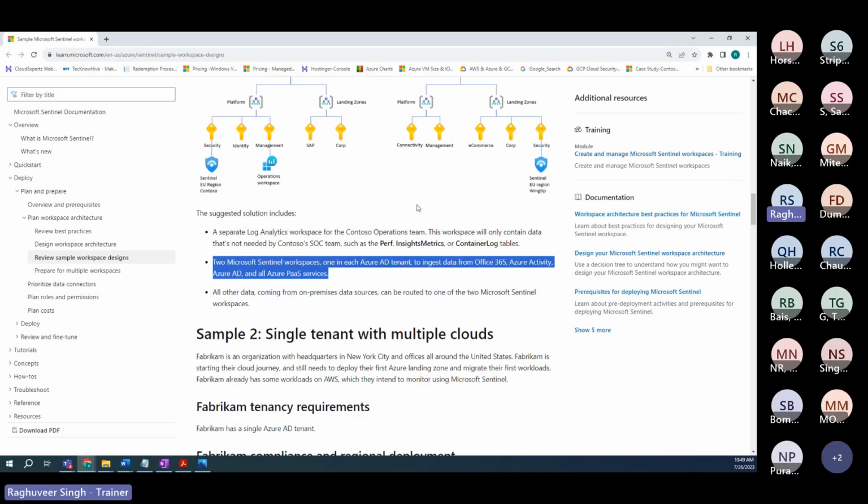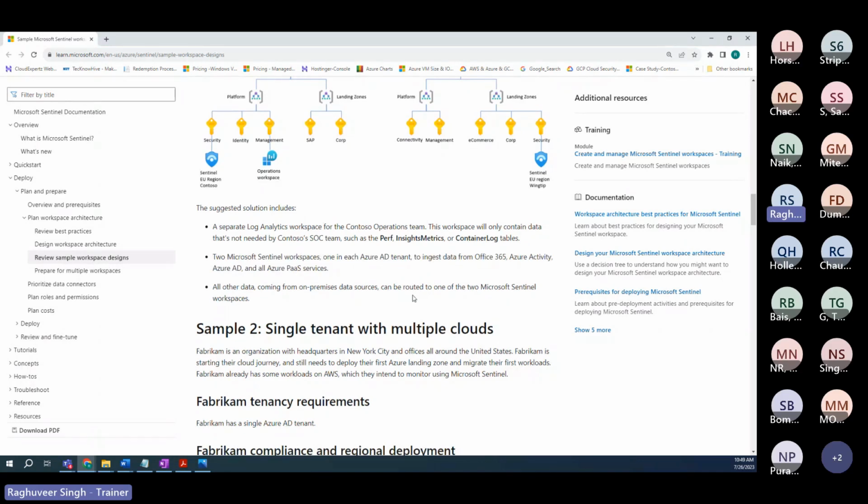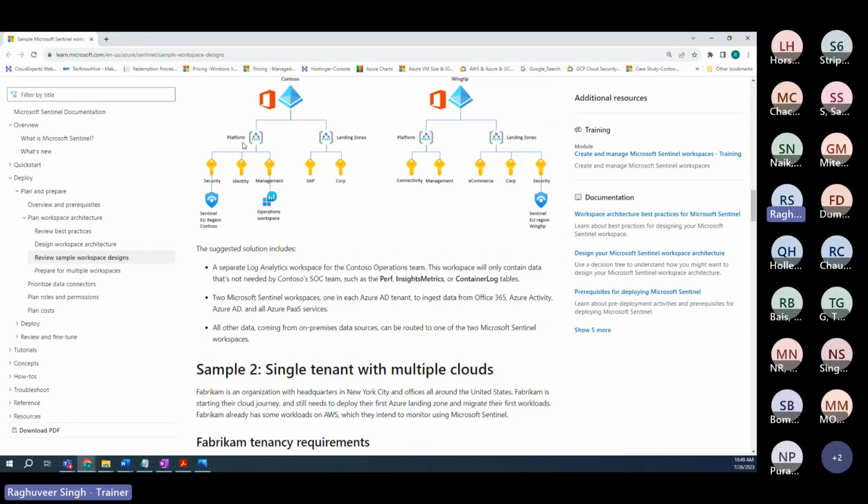And then all other data coming from on-premises data sources can be routed to one of the two Microsoft Sentinel workspaces. We also had an on-premises flavor here. So you can choose any of these tenants, and the workspace inside the tenant, to have log data from on-premises ingested. You can do that in any of them, whether you choose Contoso or Wingtip. So that's what Microsoft is suggesting as a solution based on the design considerations that I have put together and we have seen in the decision tree.